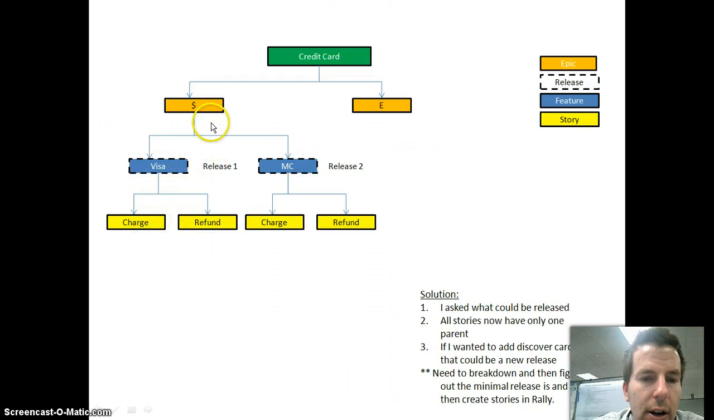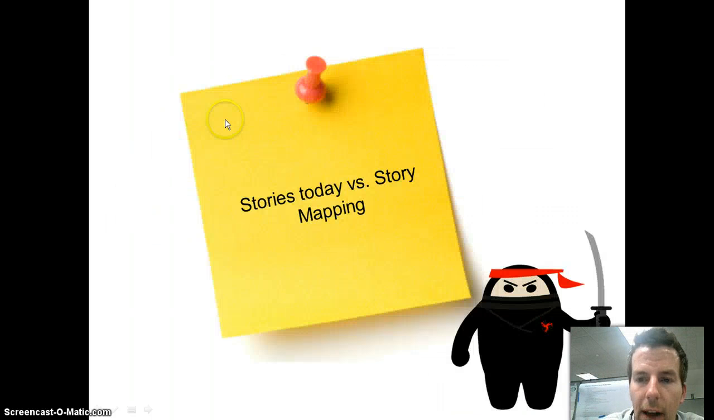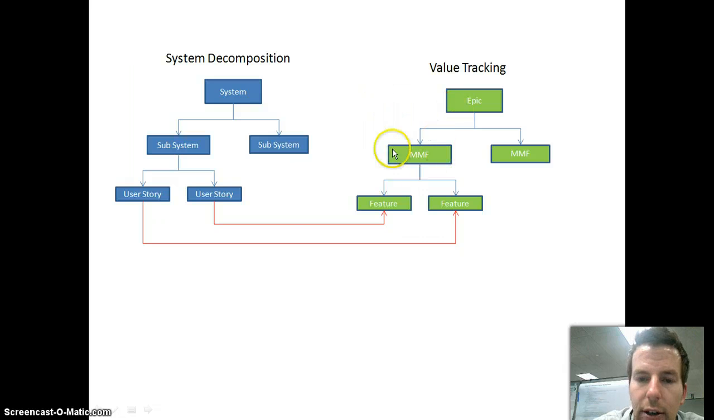So now our ability to track stuff would be based on this direction, and our release would then be Visa, which would include charging and refunding for dollars. And then release 2 would then be MasterCard charging and refund. So if we only asked a simple question of what would you like first, we then could simply break out our system based on the value that the customer is looking for.